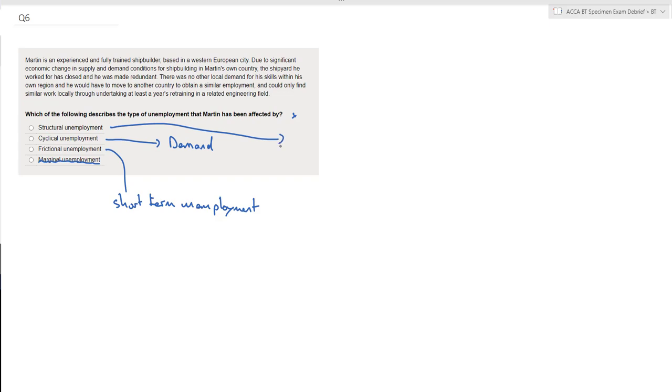Structural unemployment is where there has been a change in the economy. That could lead to a change in the skills that are being required, or the location where employment or those specific skills are needed. So armed with this knowledge, let's now look at the scenario itself.